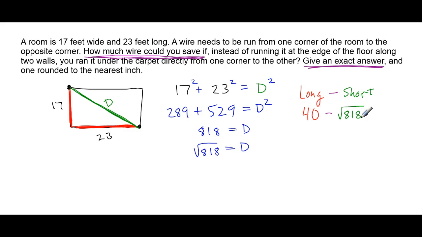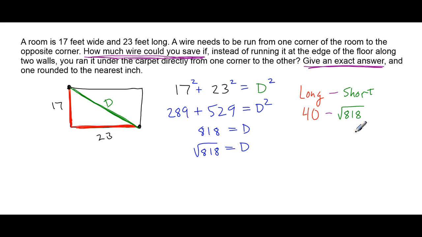You say, okay, 18, that means 9 goes into it. Nope, sorry, 9 does not go into 818. And you keep doing that. You keep looking for perfect squares, like maybe 25 goes in. No, 25 doesn't go in. How about 49? No, that doesn't go in. And eventually you're forced to accept the fact that 818, that's not going to simplify any.